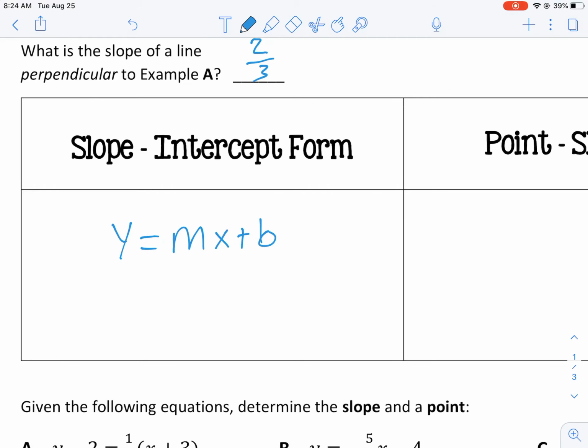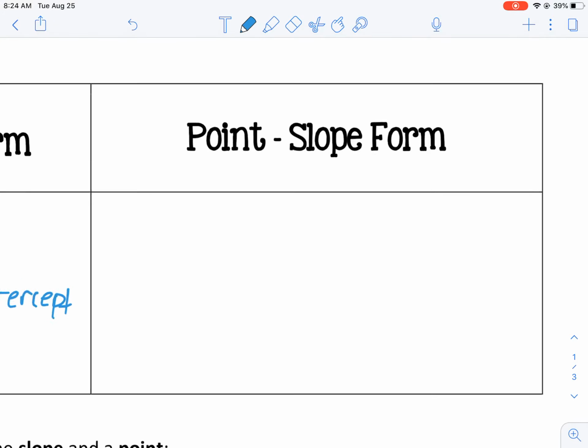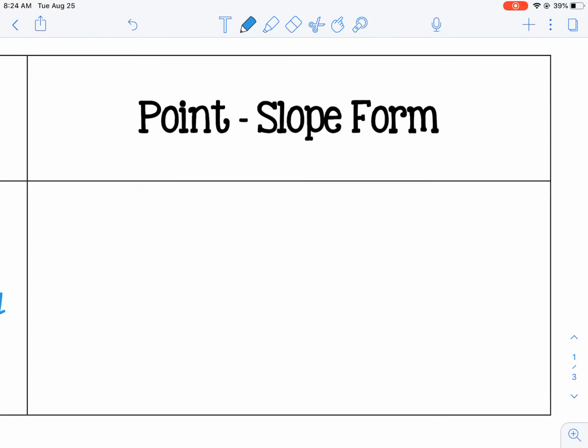You learned that in 7th grade. Hopefully you learned that in 7th grade. m, if you remember, is the slope, and b is your y-intercept. So that's where the name comes from, slope-intercept. Point-slope form, maybe you haven't gone over this as much.